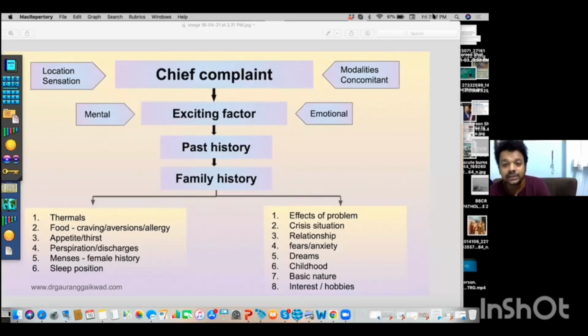We come to the next, concomitants. Concomitants are again very, very important as well. Concomitants are symptoms which come along with the complaints, which may or may not be totally connected. One of my teachers, Dr. L.M. Khan, used to say that the more away the symptom is from the chief complaint, the more its significance.